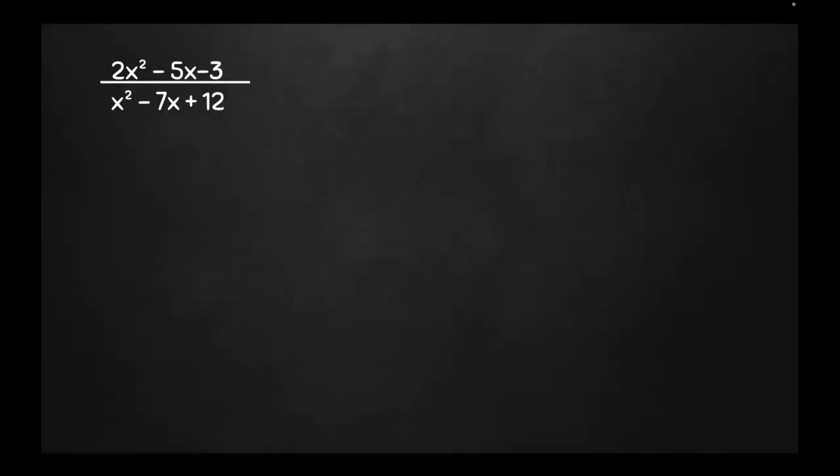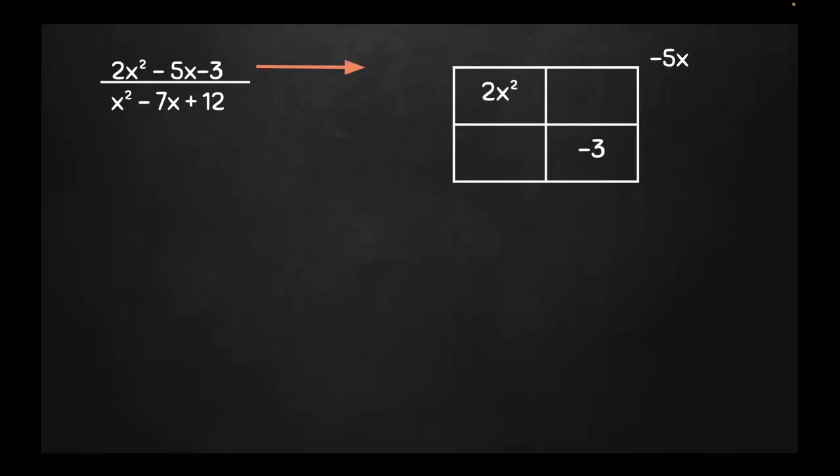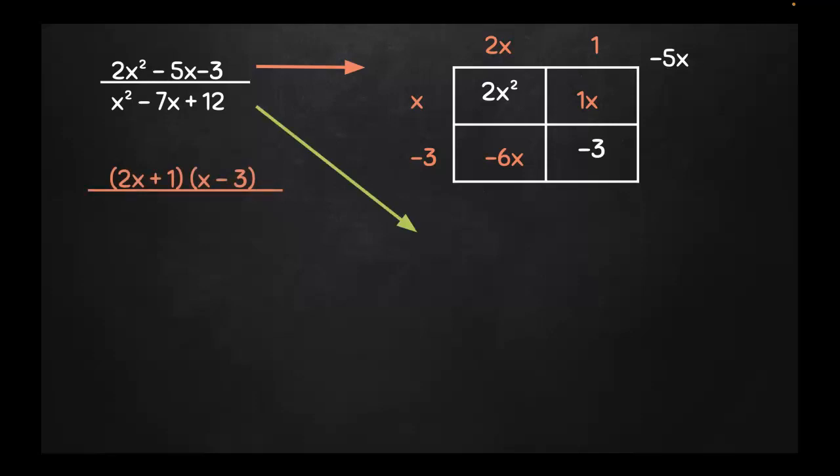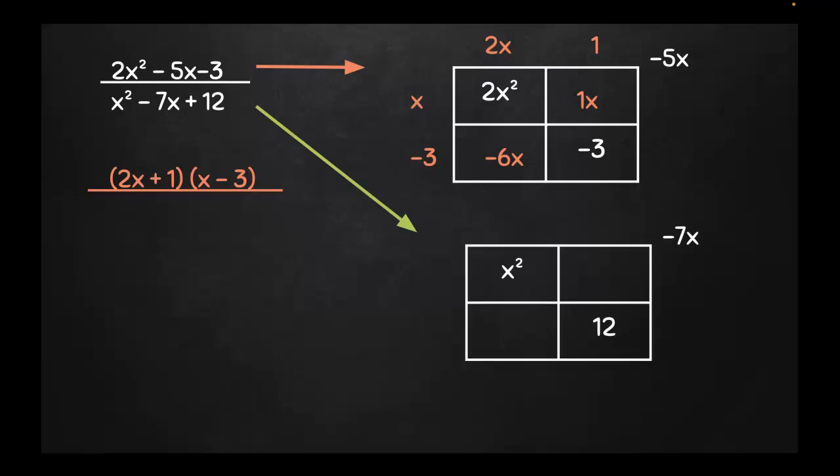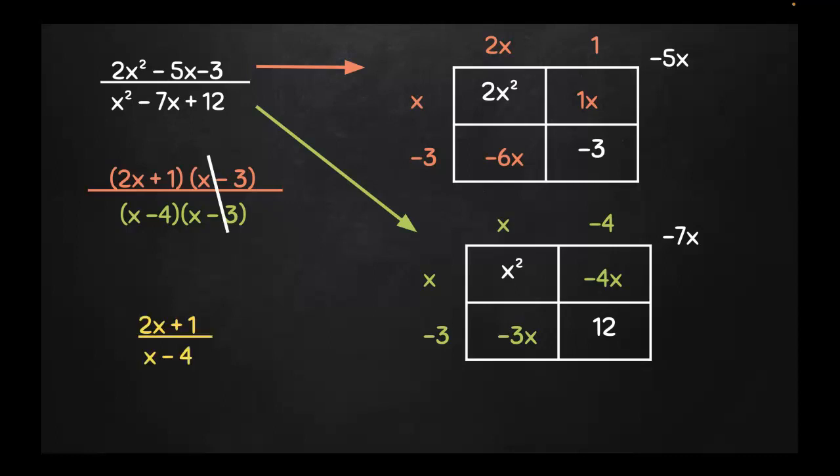Now, in this example, when I look at my numerator, I see that my a value is not 1, and I don't have a GCF. So I will have to use my box method. When I do my box method, I get 2x plus 1 and then x minus 3. Now I'm going to look at the denominator, and I can factor that using my box again. I see I have x minus 3 and x minus 4, and I'm going to put that in my denominator. Now I can cancel out my common factor, which is x minus 3. What I have left is 2x plus 1 over x minus 4.